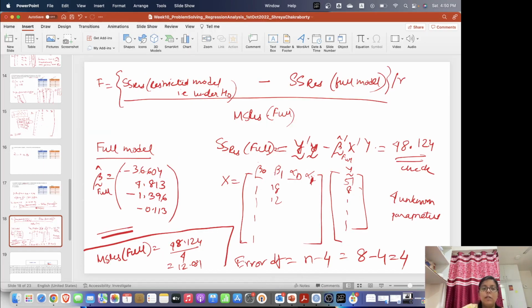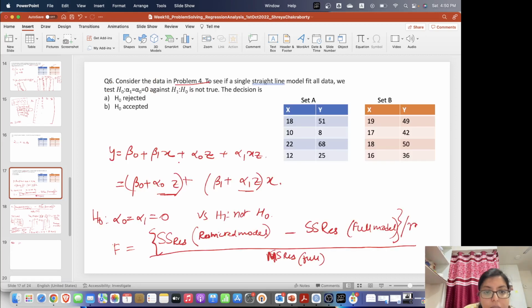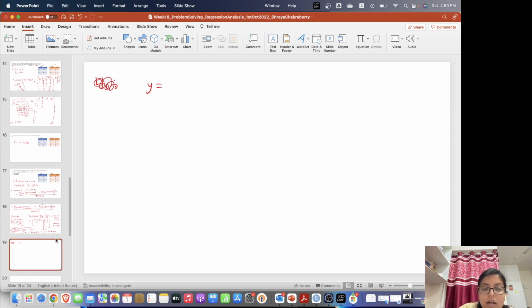So from the full model we are getting these quantities: the sum of squares of residuals due to the full model and the mean squared residuals due to the full model. Now we need to compute the sum of squares due to residuals from the restricted model. How will we do that? So remember what our restrictions were. The full model was y equal to beta naught plus beta 1 x plus alpha naught z plus alpha 1 xz.